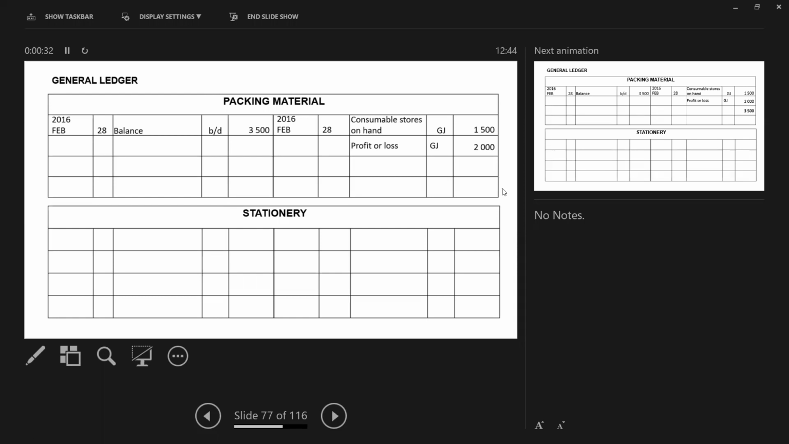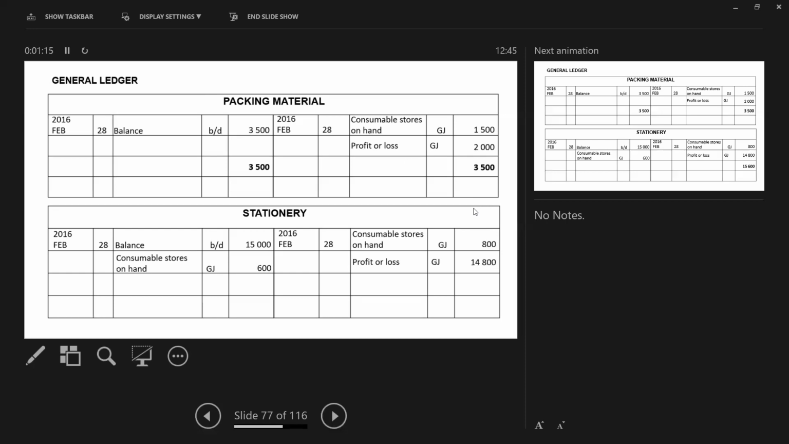When it comes to stationery, we will start with the stationery that we have in the trial balance, which was 15,000. This is not all. To this 15,000, we're going to add what we had from last year, which is 600. That will be your consumable stores on hand from last year. And then we minus consumable stores on hand that we have at the end of the current year. It'll give us stationery actually used, which will be taken to profit or loss because it's an actual expense, and that will be 14,800.